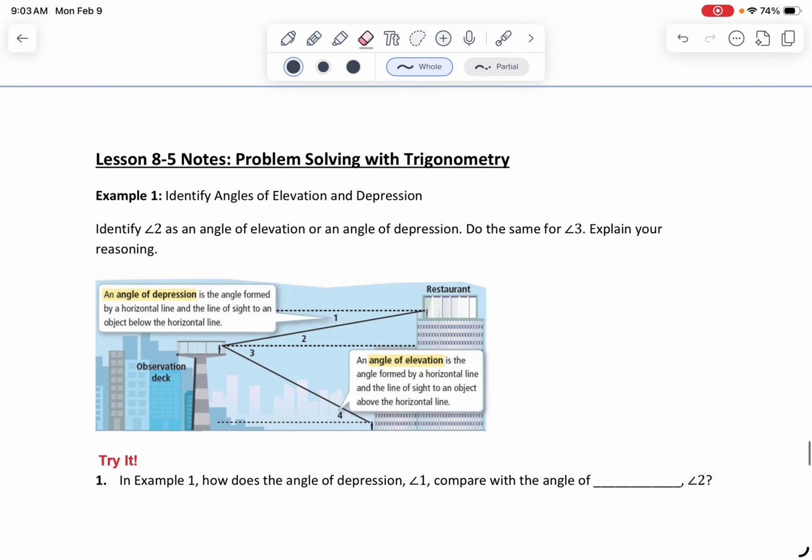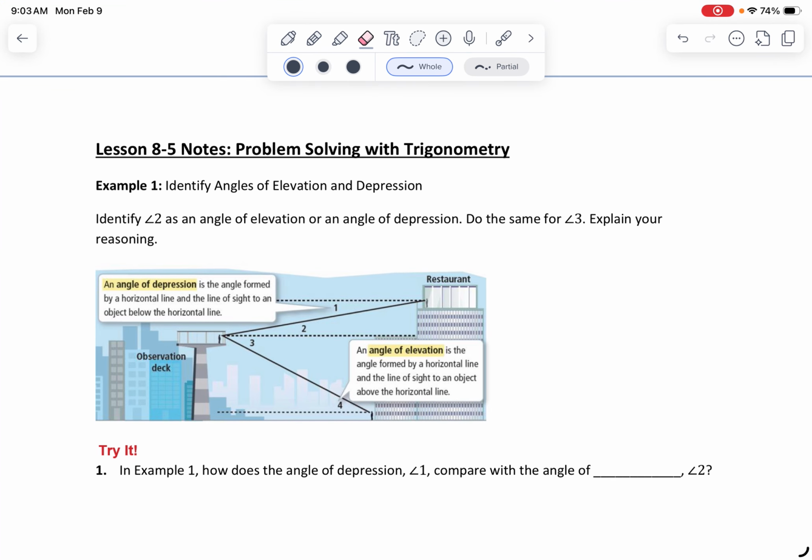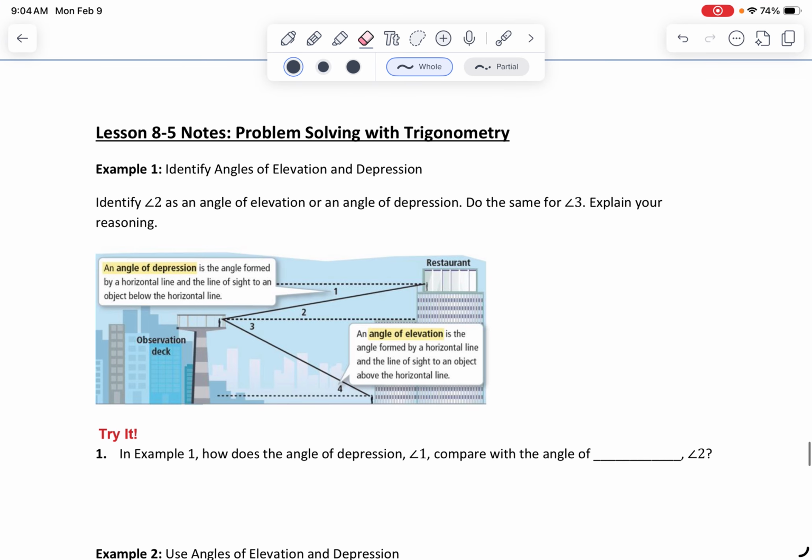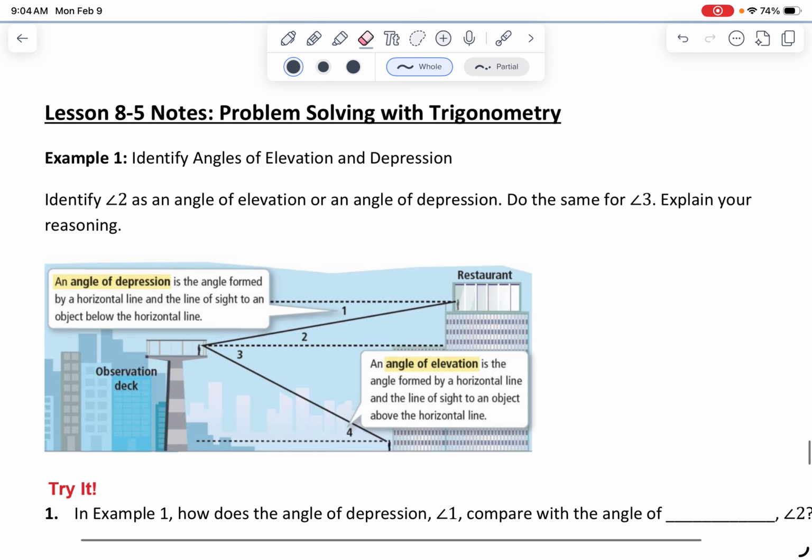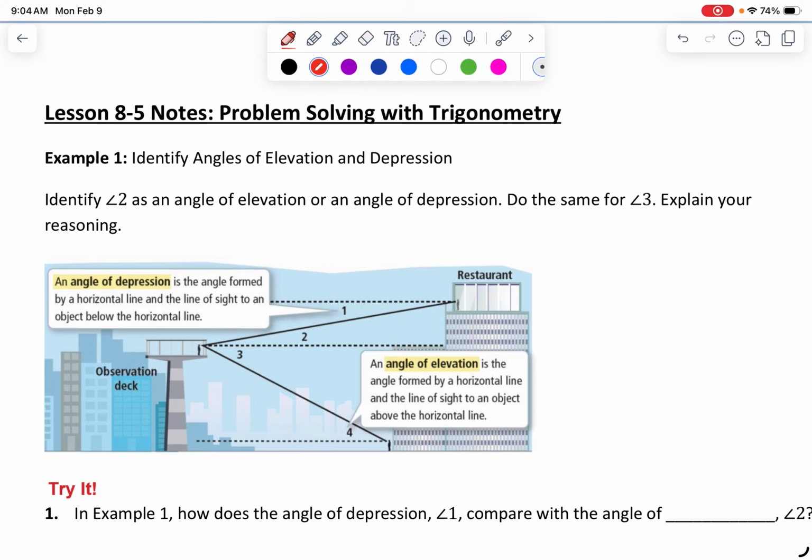Okay, but today basically is going to be looking at problem solving with trigonometry, whether I deal with SOHCAHTOA or also we can look at law of sines, law of cosines. So what I want to start off with is when we're talking about different types of angles, there's two types: what's known as angles of elevation and also angles of depression. Okay, so how do we identify those? Well, I'll show you on the diagram below.